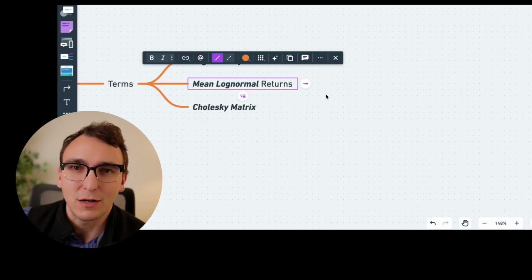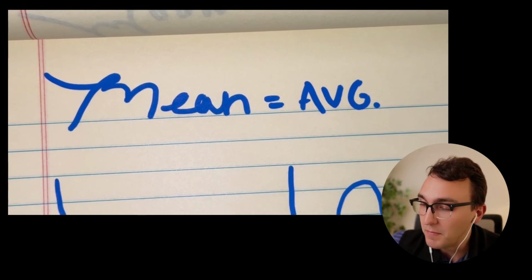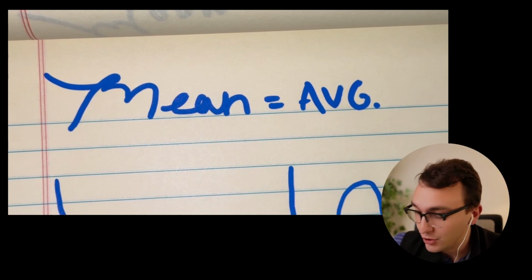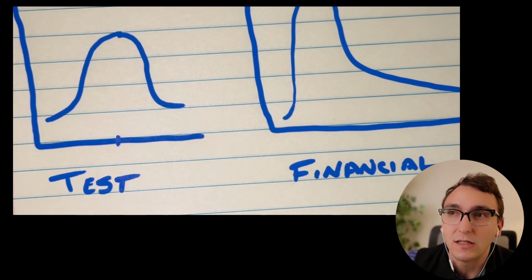Let's dissect those terms and just make sure we're following what the paper is even talking about. Okay, so mean log normal return data. What the heck? So mean is just a fancy way of saying average. And then for the data that they're looking at, like test scores and stuff like that, you can map a lot of data, especially stuff that scales from 0 to 100.